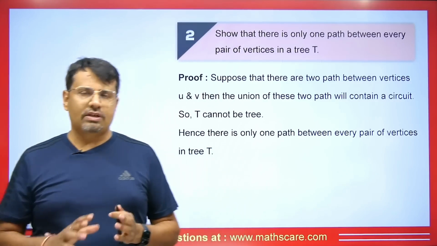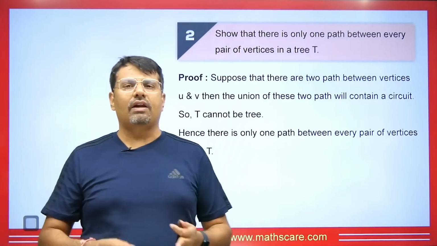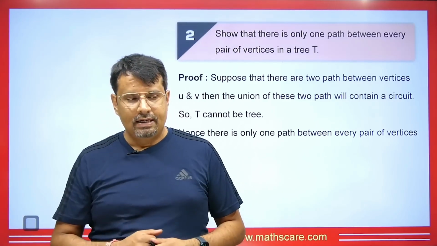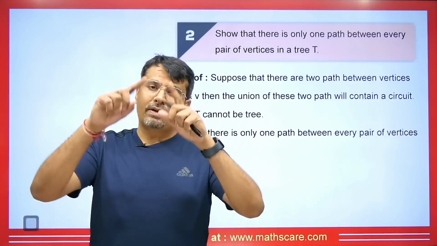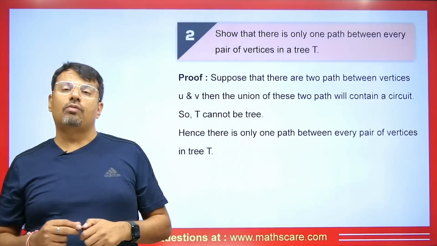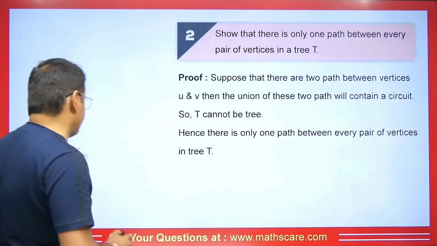So in the tree, we are told that there is only one path that connects the vertices, right? If there are multiple paths, then we will have a loop. And if there is a loop, it will not be a tree. So we all know this, okay?